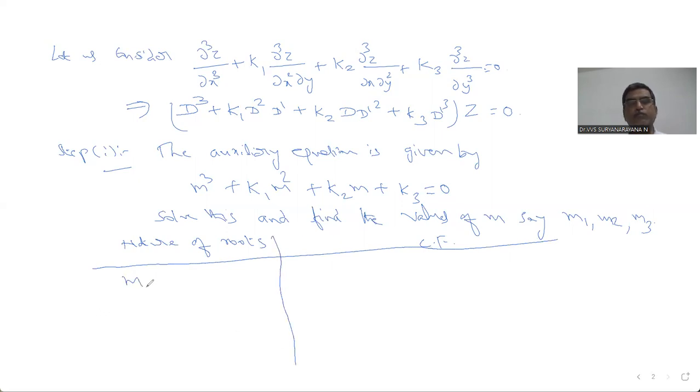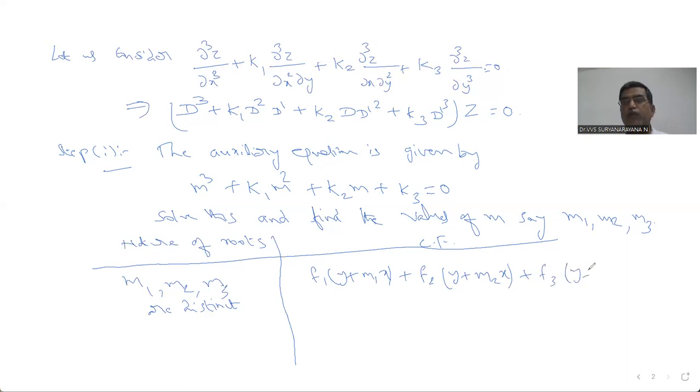First, if m1, m2, m3, all the 3 are distinct, meaning no 2 are equal, then the complementary function will be written as some function f1 of (y + m1x), plus another function f2 of (y + m2x) for the second root m2, and another function f3 of (y + m3x). So here f1, f2, f3 are 3 arbitrary functions. This is the complementary function.